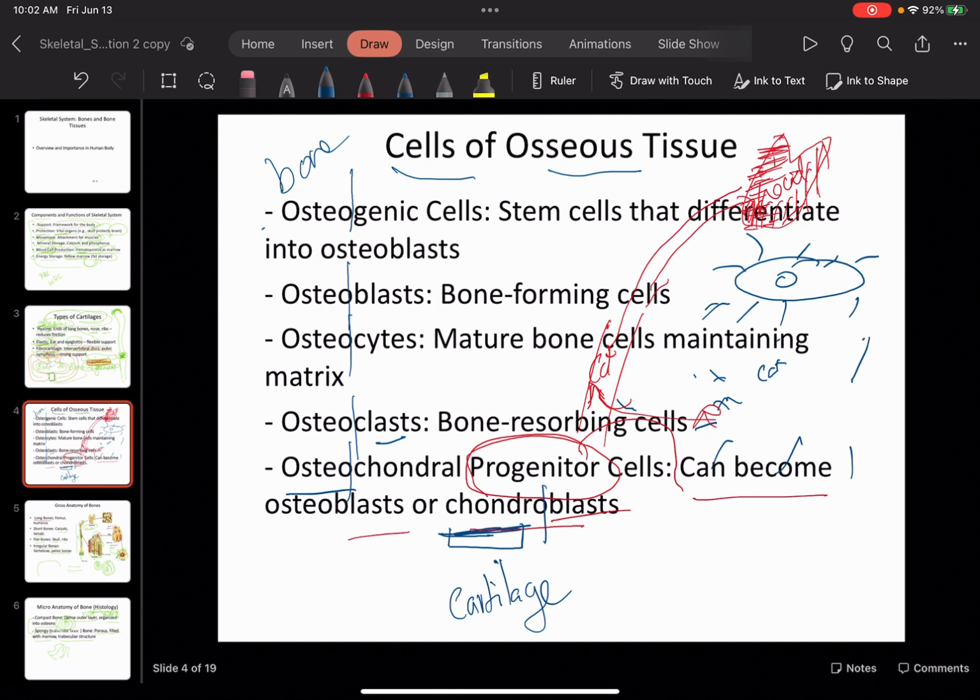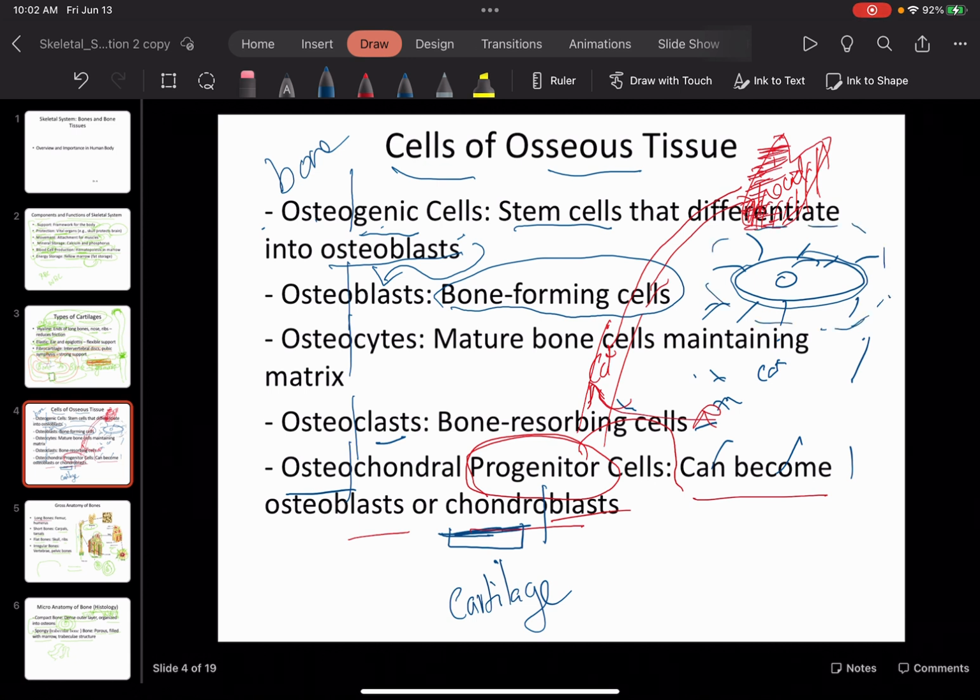Then here we see osteogenic cells. Genic means what? Forming, new formation. So these osteogenic cells, which are stem cells, can be differentiated into osteoblasts. Osteoblast is another type of bone cell. The main function of the osteoblast is a bone forming cell. Those are the ones making the bones. So for example, this is a cell, think about it. It's making that bone around it.